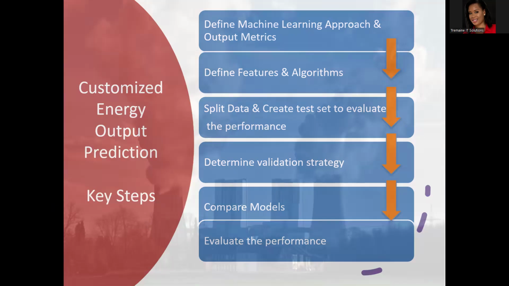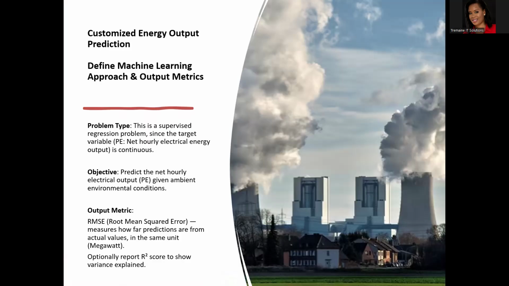There are some key steps that we need to execute for this project. We're going to define the machine learning approach and output metrics. We're going to define features and algorithms. We're going to split the data and create a test set to evaluate the performance, determine validation strategy, compare models, and evaluate the performance. Our problem type is a supervised regression problem, since the target variable is continuous.